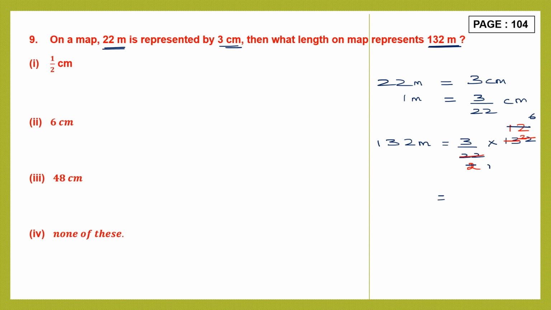Now multiply the numerators. 3 into 6. 3 sixes are 18 and in the denominator I have 1. 18 by 1 is 18. That means 132 meters has to be represented by 18 centimeters. So the answer here is 18 centimeters. Let's see which option that is. Here we have 1 by 2 centimeters, 6 centimeters, 48 centimeters. We don't have 18. That means option 4 is the correct answer. It's none of these answers given to us.